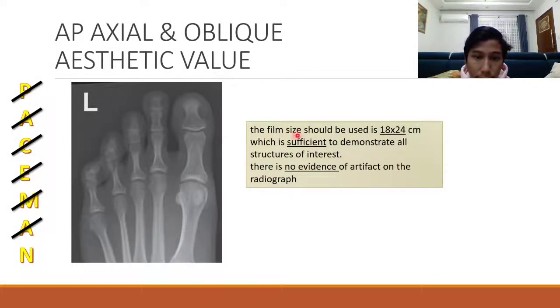For the image size, the film size that should be used is 18 by 24 cm, which is sufficient to demonstrate all structures of interest. There is no evidence of artifact on the radiograph.